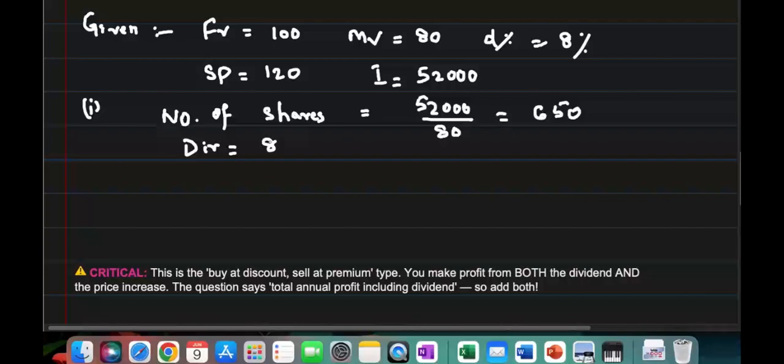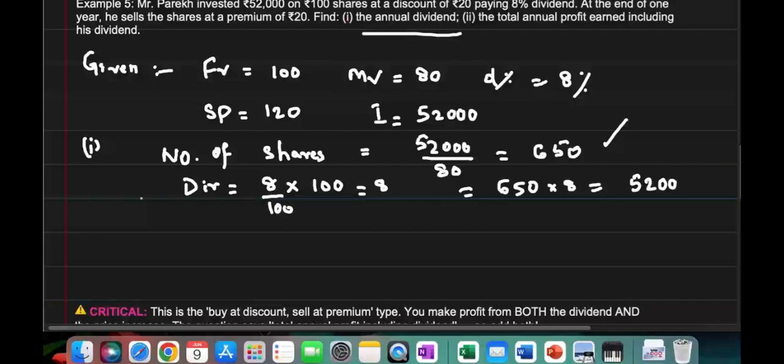8% multiplied by the face value. What was the face value? 100. So for each share he is getting how much? 8 rupees for each share. But he's having how many? He's having 650. So for 650 shares he will get a total of 650 into 8, which will be 5,200 rupees. 5,200 rupees is the total dividend on 650 shares. Clear?